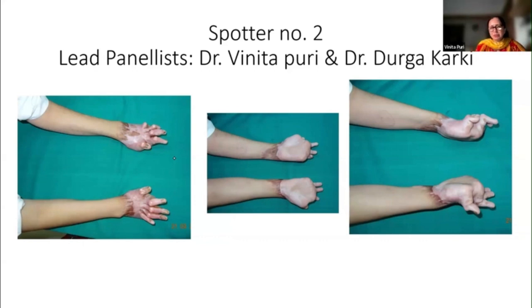I am asking you, what are all the reasons that you will get an intrinsic minus position or any hand deformity? Direct thermal injury, edema, and position. Either lack of positioning or wrong positioning. Then next, wrist inflection. Can the other team answer?